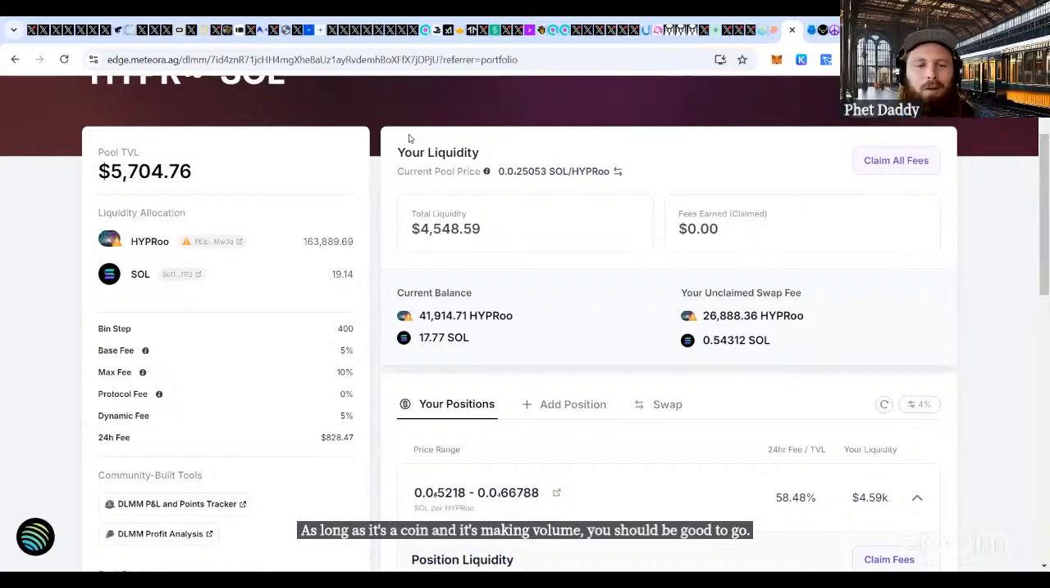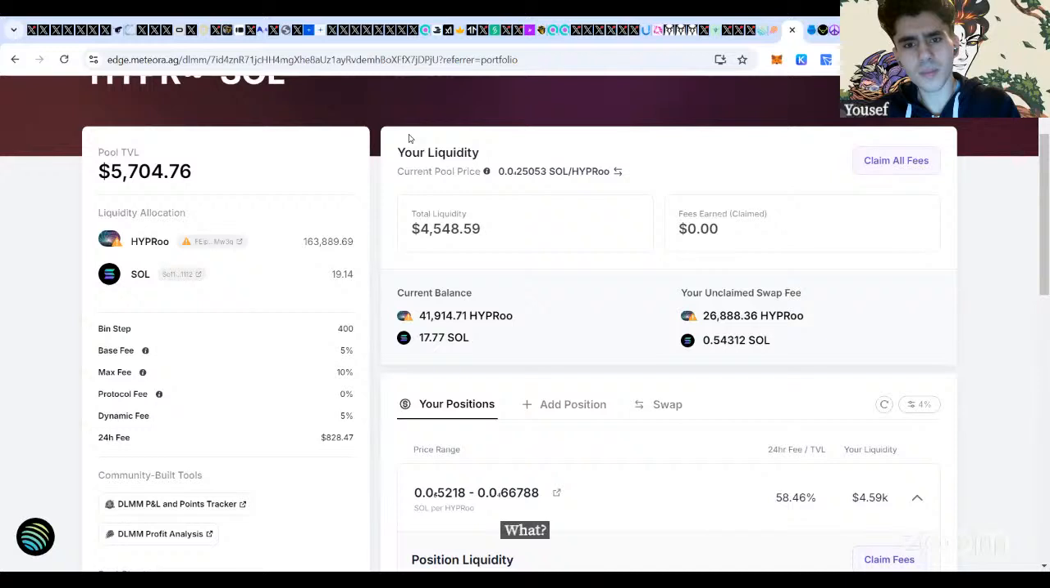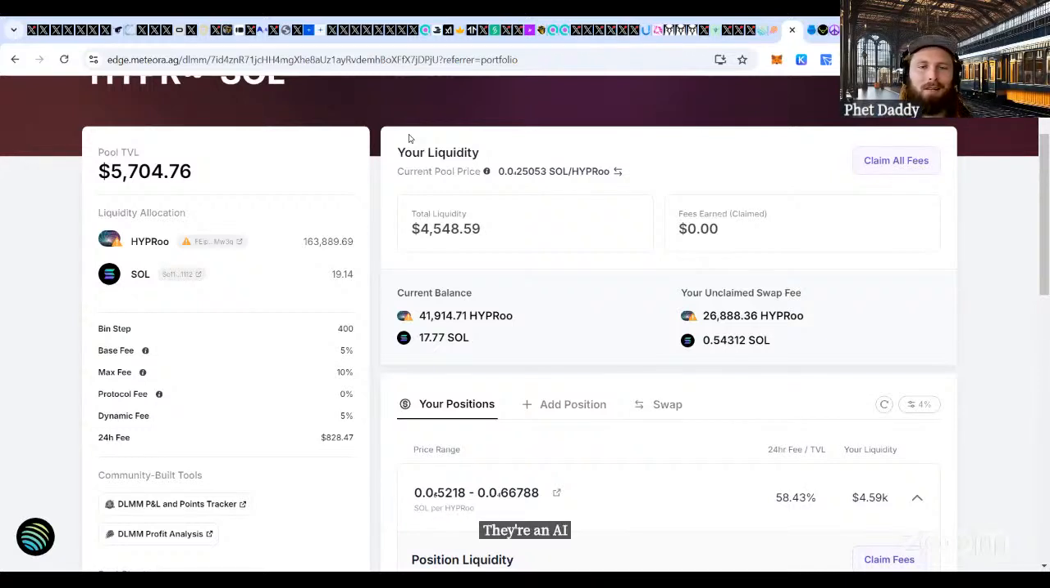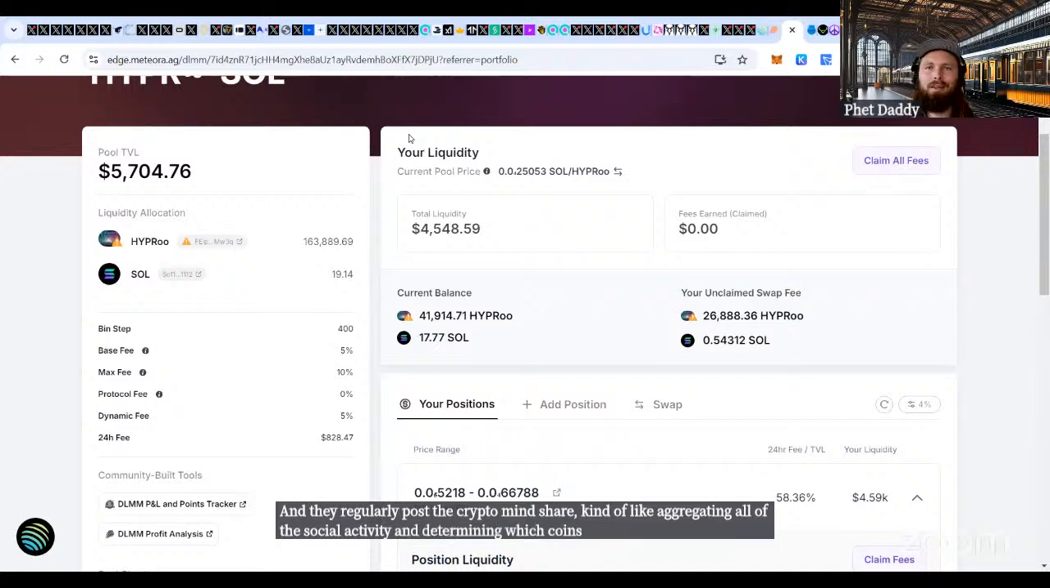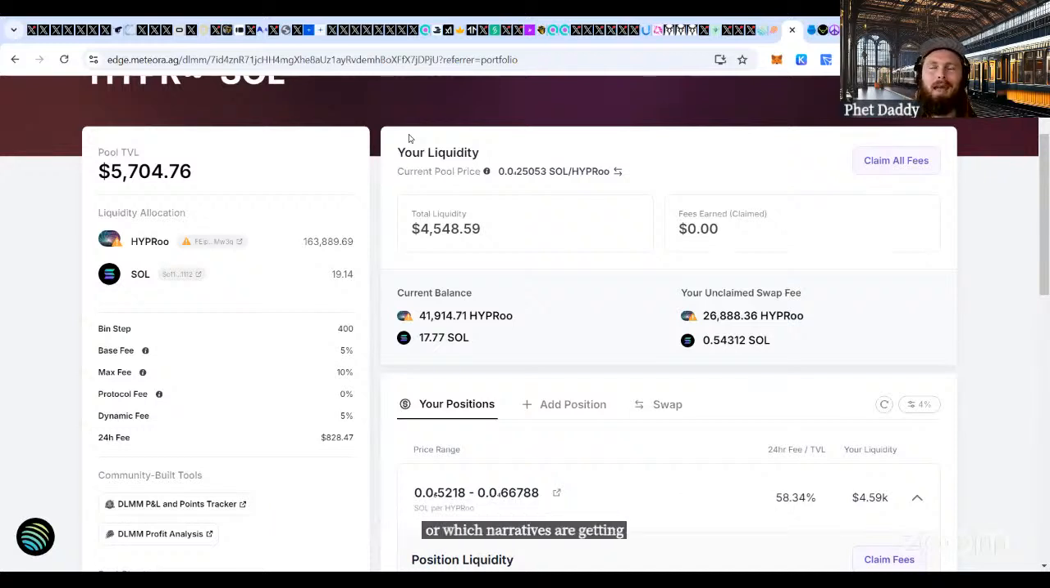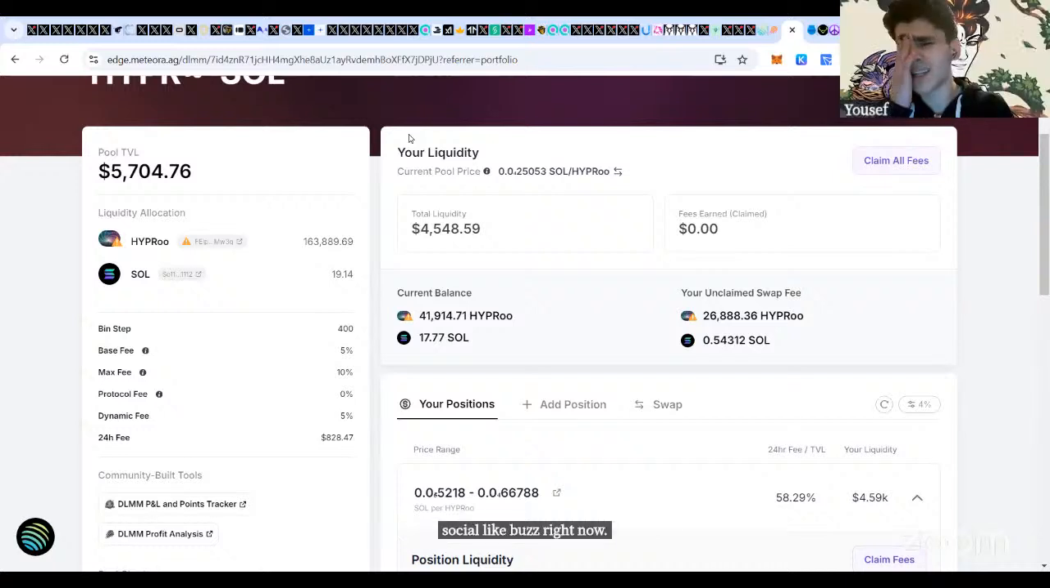You should check out Kaito AI. Do you know about Kaito AI, Yusuf? Nope. They're an AI platform that tracks social activity, and they regularly post the crypto mind share, aggregating all of the social activity and determining which coins or narratives are getting the most attention. And DSci, which is what people have coined this, is really high up there in terms of social buzz right now. That sounds interesting actually.